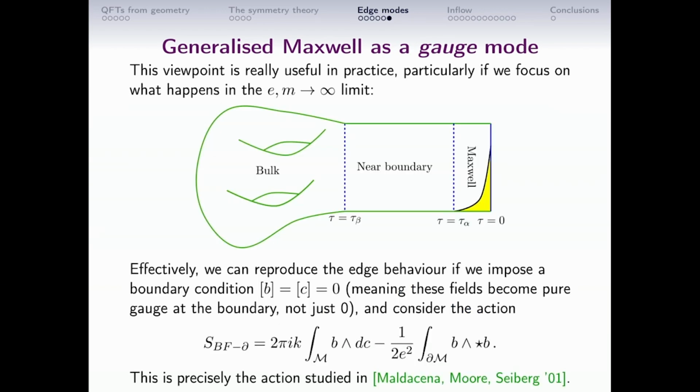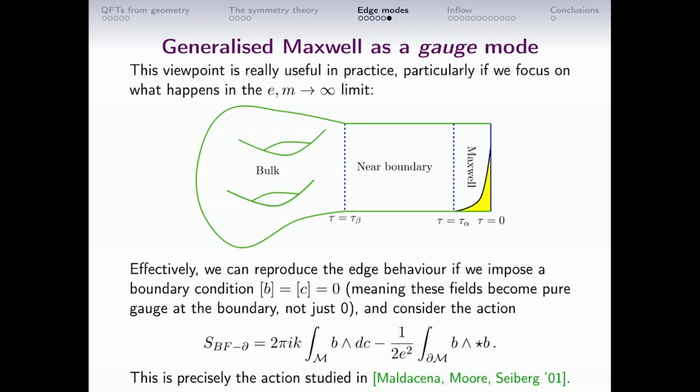Let me comment briefly on an approach which is understood from much before, and which ends up being equivalent, but somehow easier to work with. And this is something that many of you know. I just want to explain the connection. So let's think about what happens in the limit in which E and M go to infinity, right?